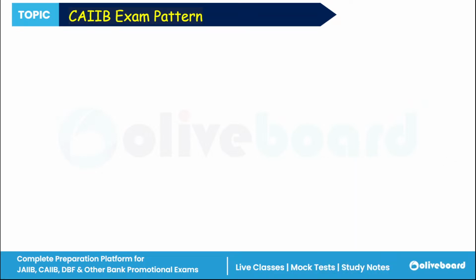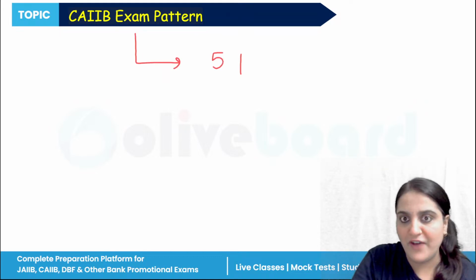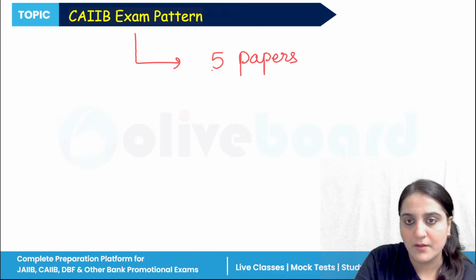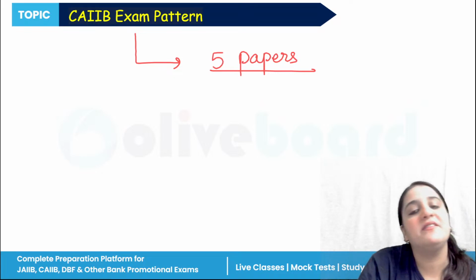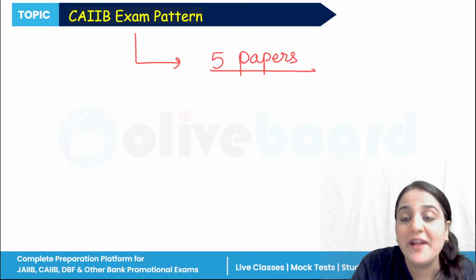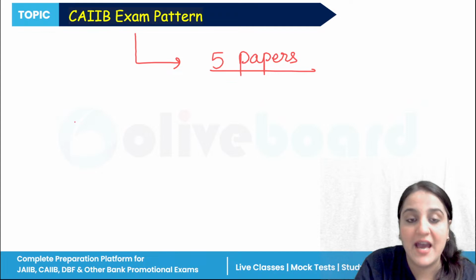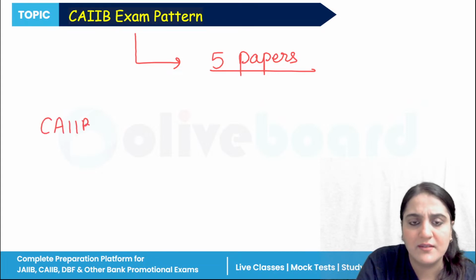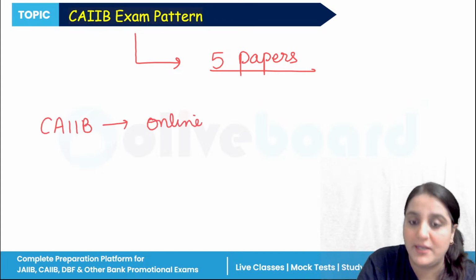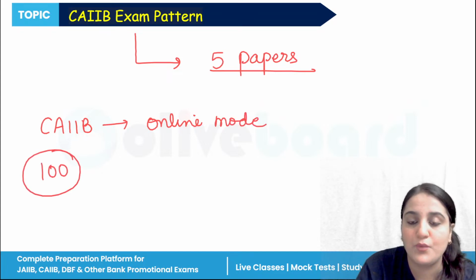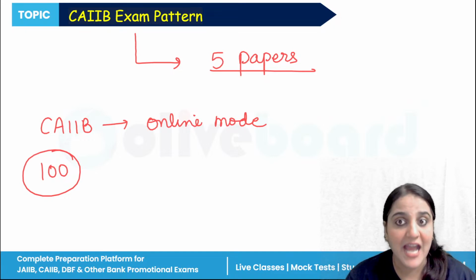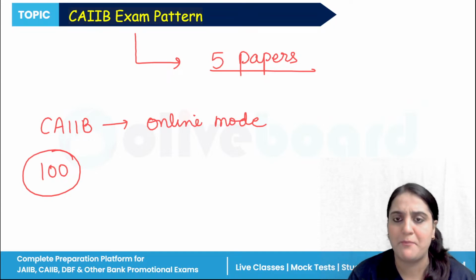Now, what is the exam pattern of this CAIIB examination? Basically this CAIIB examination consists of 5 papers, with 4 papers compulsory and 1 paper elective. The key points of the CAIIB exam pattern are: the CAIIB examination is conducted in online mode only. Each paper carries 100 multiple choice questions of 100 marks. And the time duration allotted to complete each paper is 2 hours.